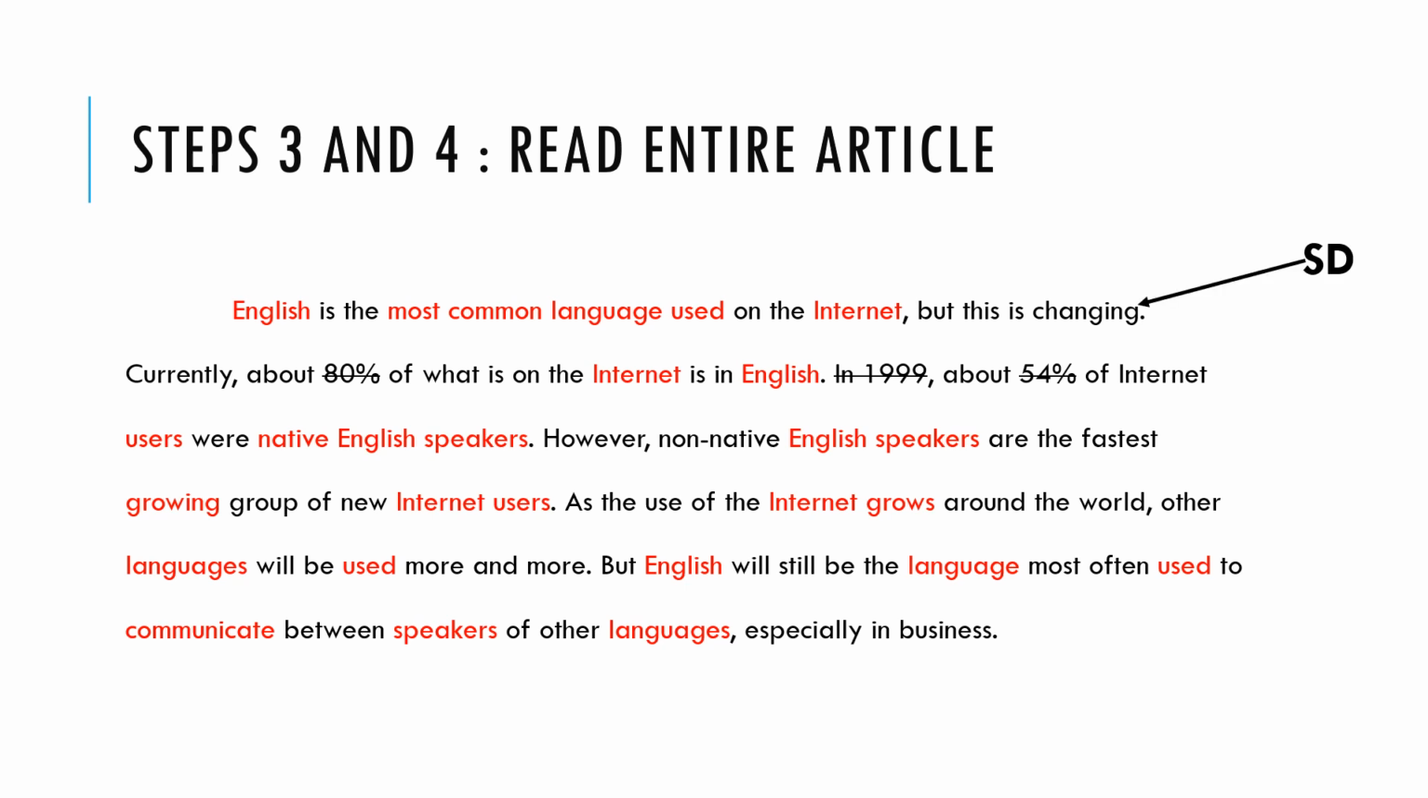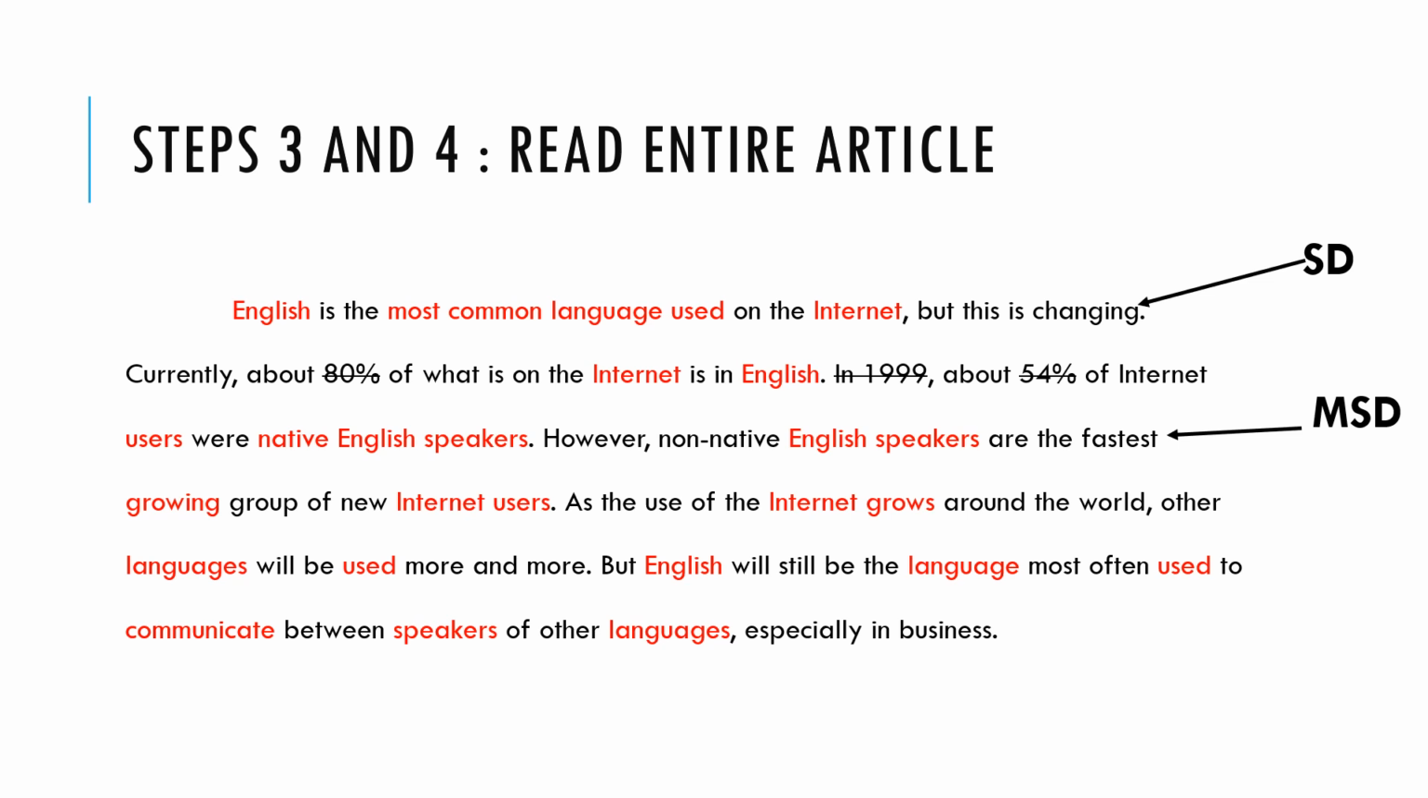So the supporting detail here is this first one, right? It says English is the most common language used on the internet, but this is changing. Well, the question is, what do you mean? How is it changing? So the minor supporting detail is that non-native English speakers are the fastest growing group of new internet users. So this minor supporting detail explains how it's changing. So I'm going to include that there. So those are steps 3 and 4.